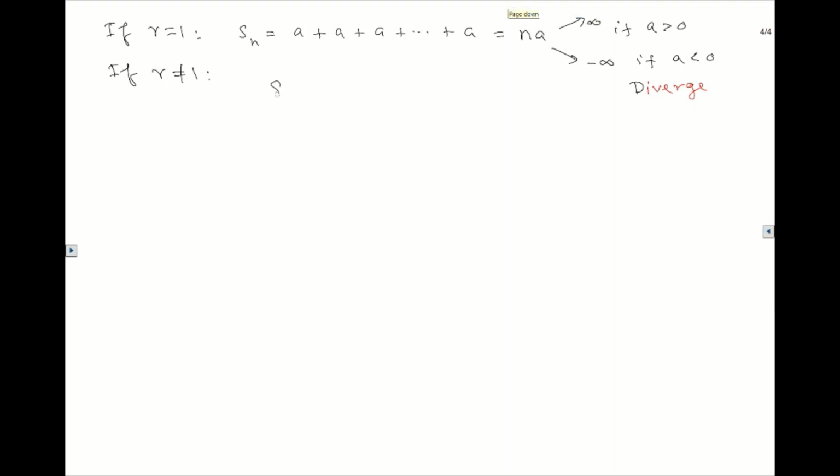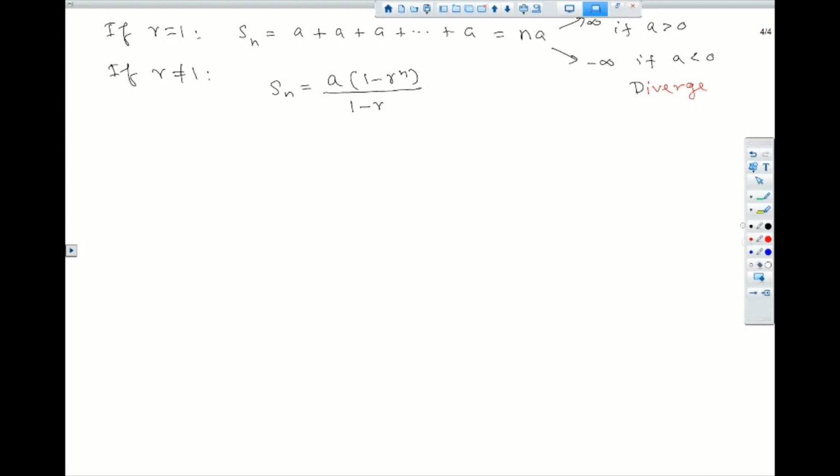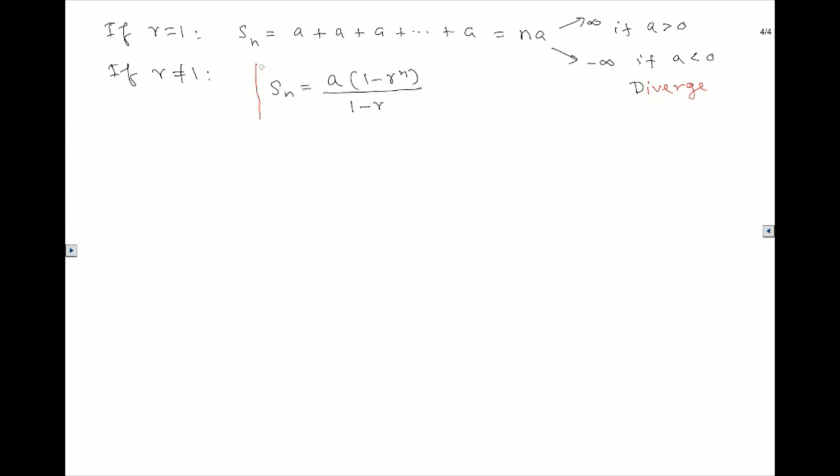So you're going to end up getting Sn equals a times 1 minus r^n over 1 minus r. So that is what happens if r is not equal to 1, and this is a very important result. We can use this a lot in the future.